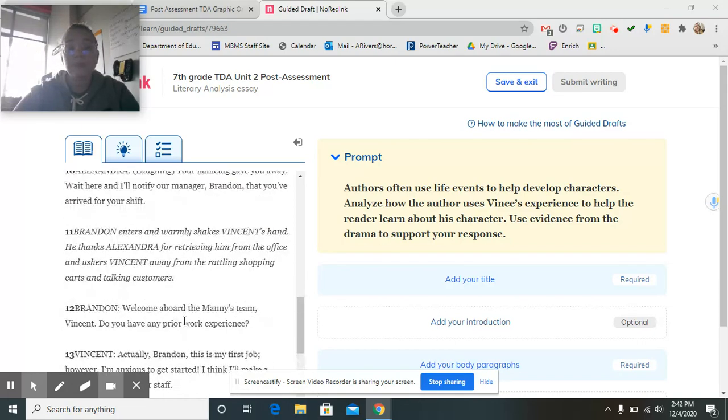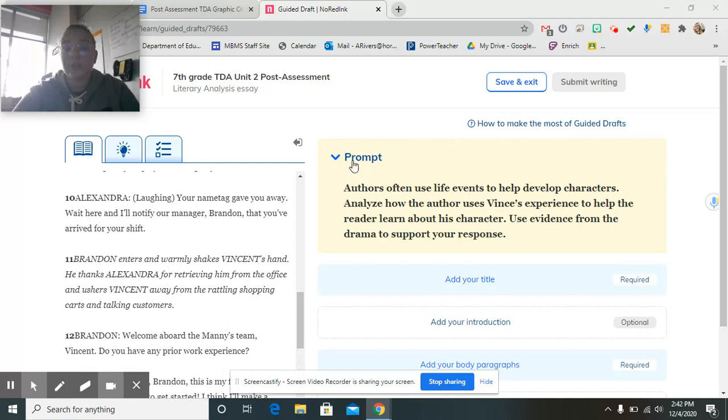So it says over here on the prompt, authors often use life events to help develop characters. Analyze how the author uses Vince's experience to help the reader learn about his character. Use evidence from the drama to support your response. This sounds very familiar to the Sorry Wrong Number TDA. Instead of analyzing setting and plot this time, we're analyzing life events and characters.